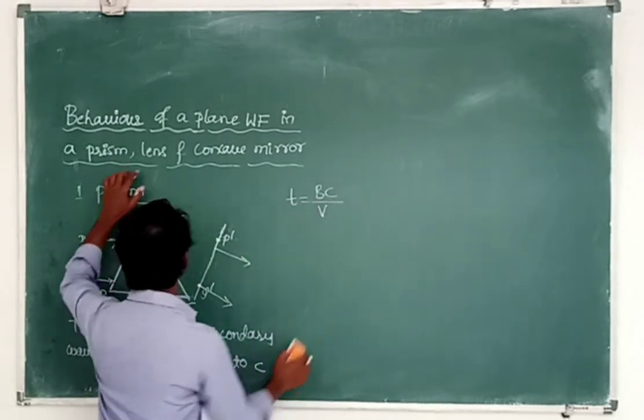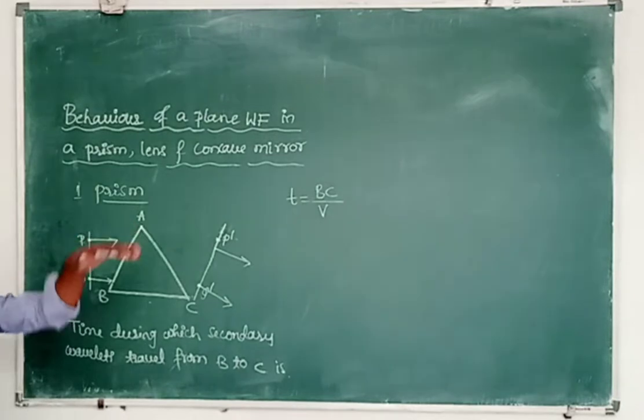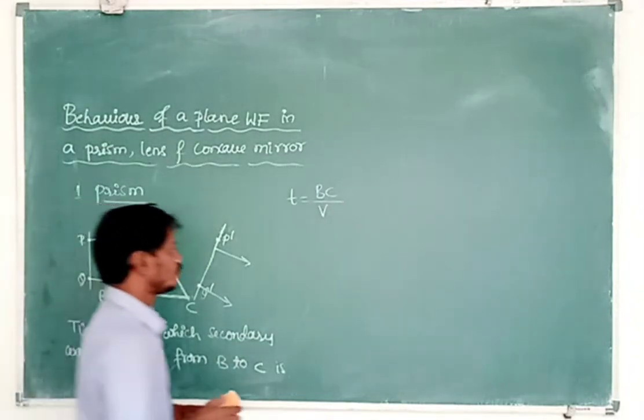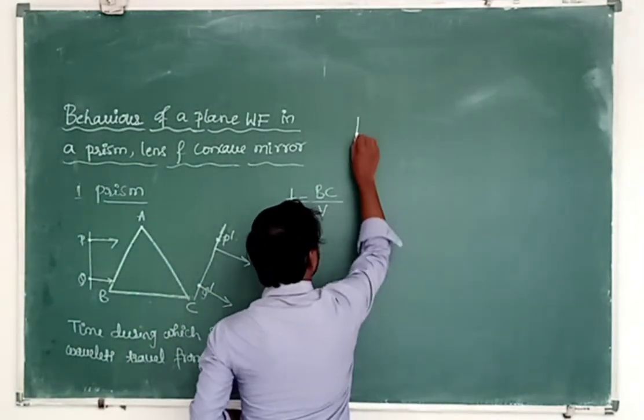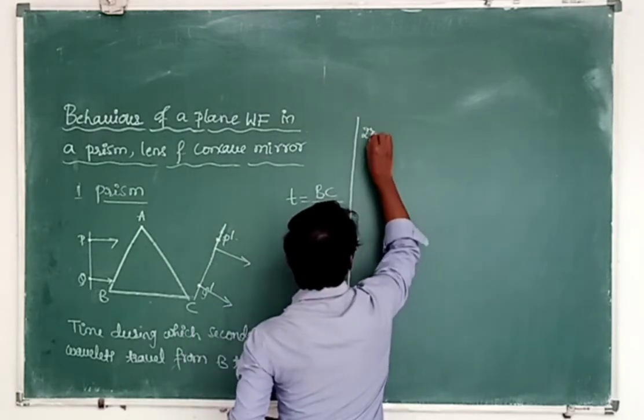Next we are going to discuss the behavior of a plane wavefront whenever it is incident on a convex lens. Second one, in the case of a convex lens.